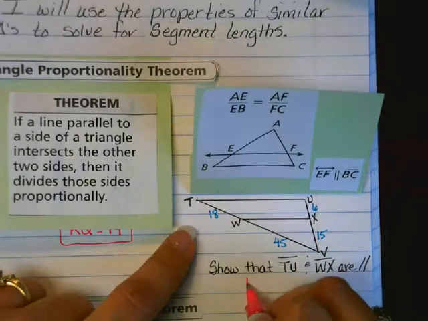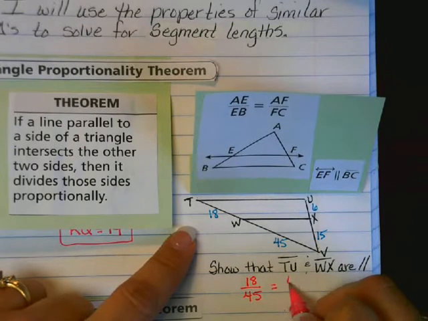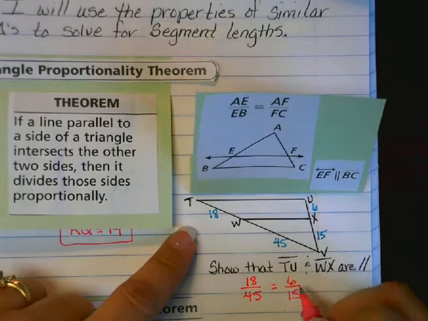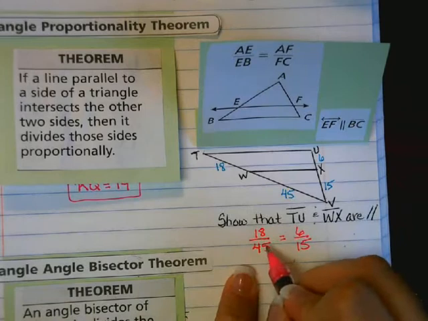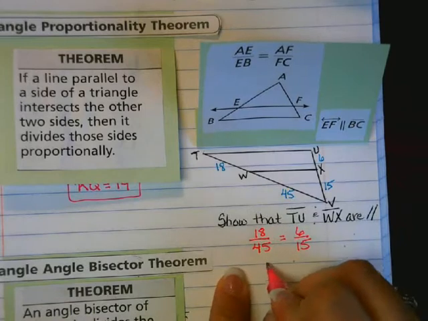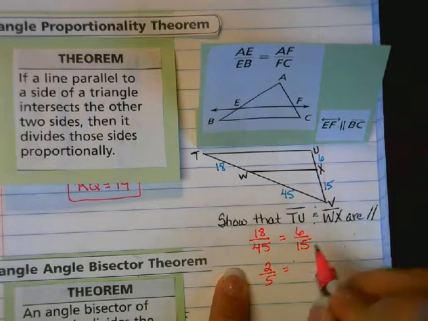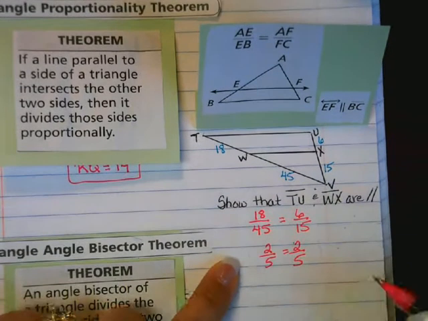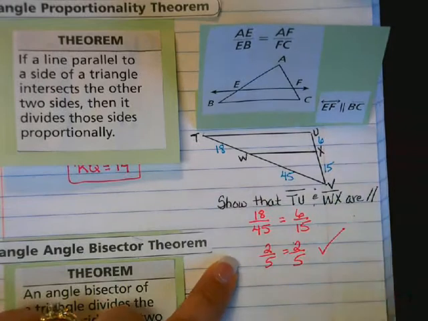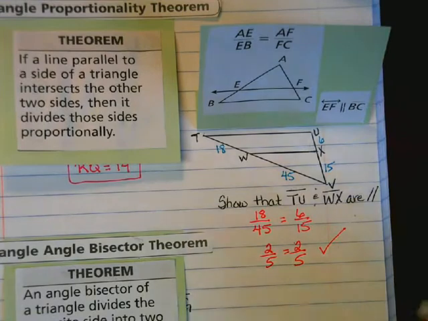Well, we need to set up our proportion and see if it's the same. So let's do 18 to 45 equals 6 to 15. Do they reduce the same? Well, 9 goes into 18 two times, 9 goes into 45 five times, and 6 and 15 are both divisible by 3, so 6 divided by 3 is 2, and 15 divided by 3 is 5. They are indeed the same ratio, so yes, they are parallel lines.